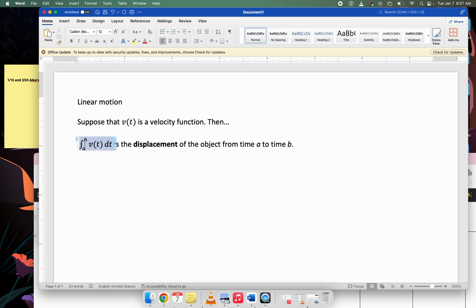Because if you wanted to compute this integral, you'd have to find an antiderivative for v of t, wouldn't you? You'd have to find an antiderivative of v of t and then plug in b and a and subtract. Well, what's an antiderivative of the velocity function? The position function, right? The position function would be an antiderivative of the velocity function. So you could use the position function, which I usually call x of t, and evaluate that from a to b. So that would be x of b minus x of a.